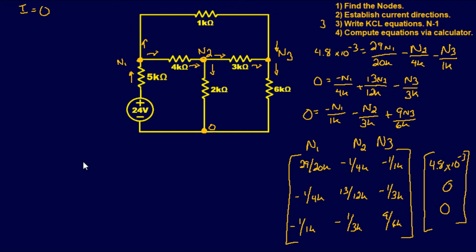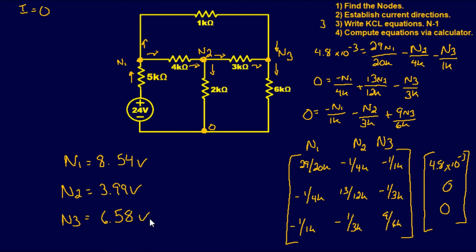All right, now we got our final answer of node 1 equals 8.54 volts. Node 2 equals 3.99 volts. And then node 3 equals 6.58 volts. So this right here took us quite a bit of time to go through, and I wouldn't expect you to do this very quickly. However, if you're able to do this one, you could do just about any problem using nodal analysis.